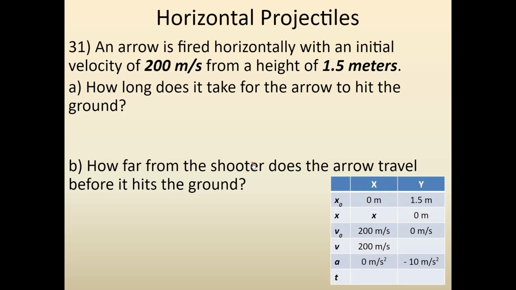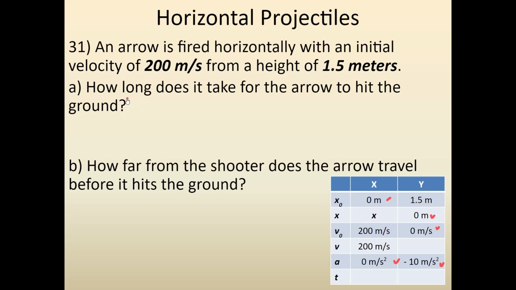So again, we're going to fill out the values into the chart. Here's all the information. We have the five pieces that are always the same. With the initial velocity of 200 in the x, we also know that the final velocity is 200 meters per second in the x. We know the initial position in the y direction is 1.5, and this is what we're looking for.